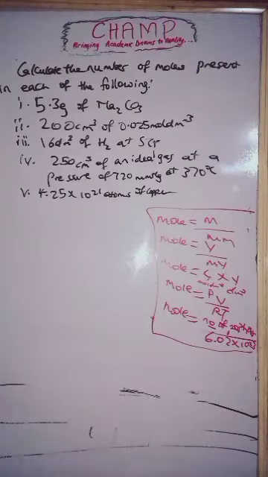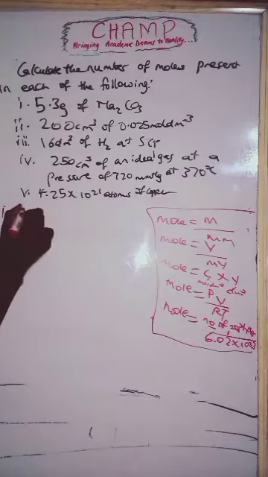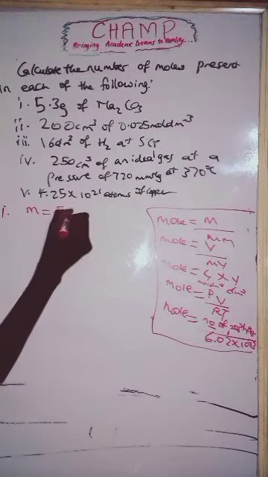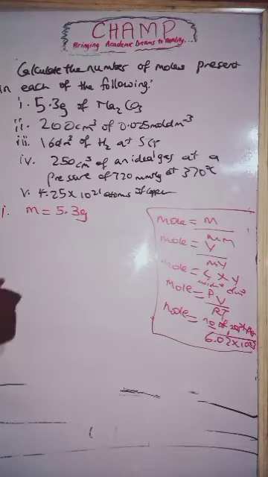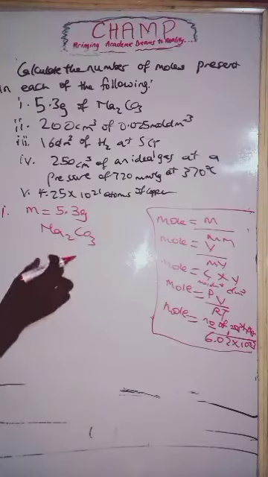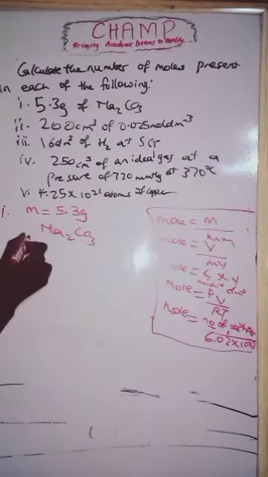Let's go now. First question. 5.3 gram of Na2CO3. 5.3 gram. That's your what? Your mass. So mass is equal to 5.3 gram. So you are given Na2CO3. Let's try to find what? The molar mass, so that we can use this formula.